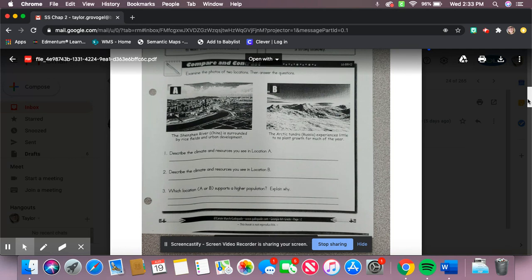All right, so the last question, last thing for the day today, is which location, A or B, supports a higher population? And you're going to explain why. Do you think more people are going to live in picture A or picture B? And then you're going to say why. Remember, we are in middle school. We need to be practicing writing full sentences, especially when the question says explain why.